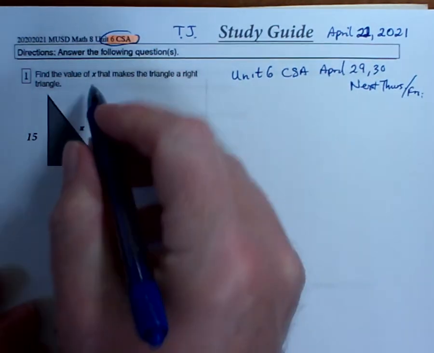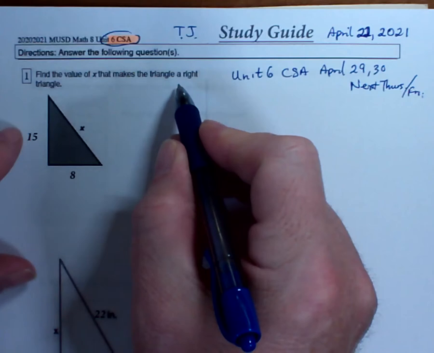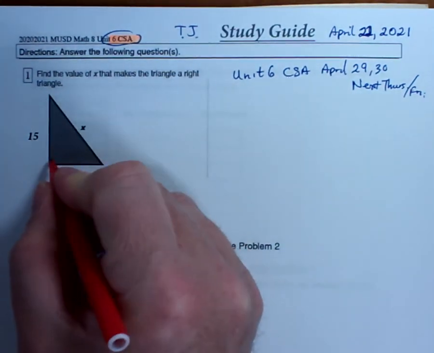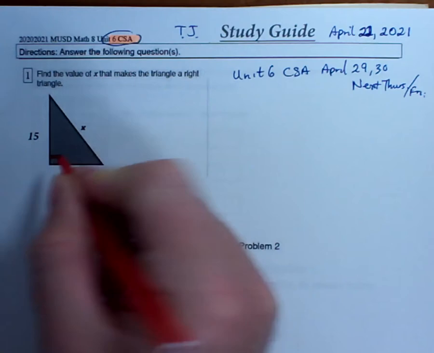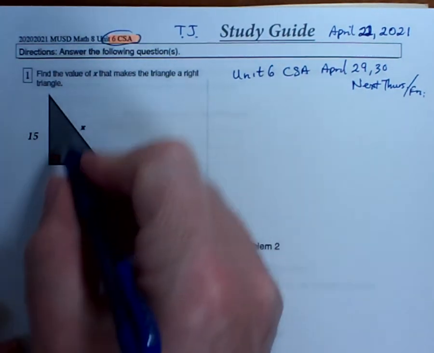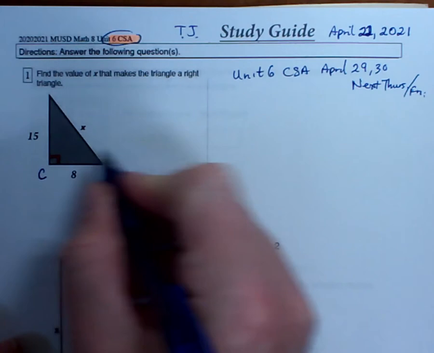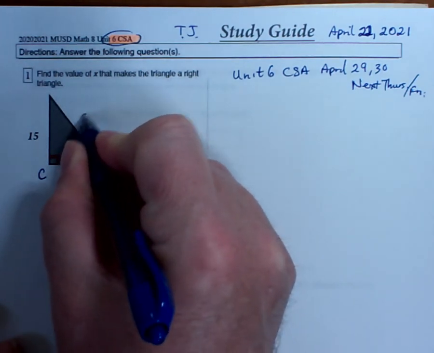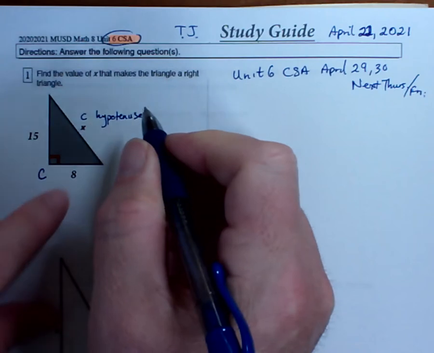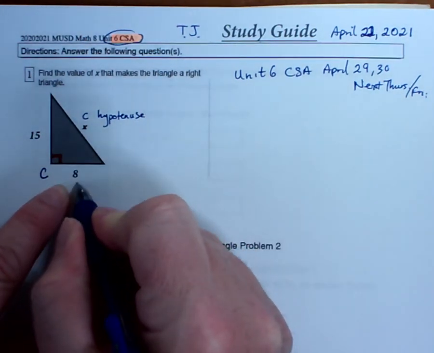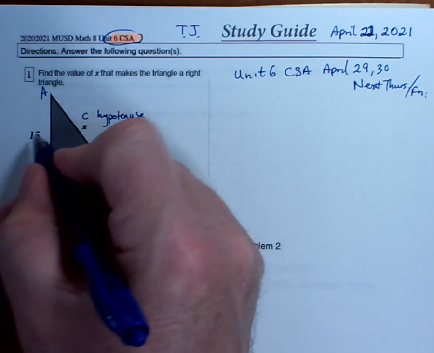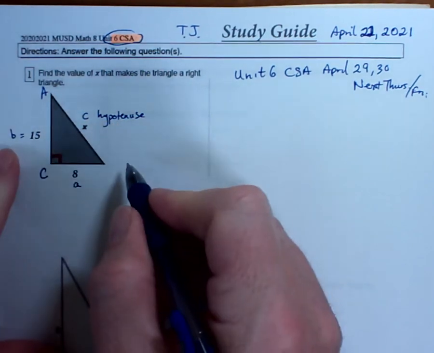Number 1, find the value of x that makes the triangle a right triangle. Okay, we have to be a right triangle. Let's label this capital C, little c, hypotenuse. This is going to be the shorter leg. We're going to call it A. So capital A diagonally across. We'll call this one B.